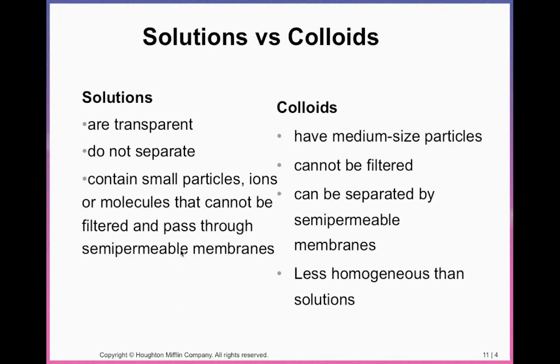Colloids, on the other hand, have medium-sized particles. They can't be filtered either because the particles are still pretty small. They're on the size of up to maybe 10 microns. They can be separated by semi-permeable membranes, and they're less homogeneous than solutions are.